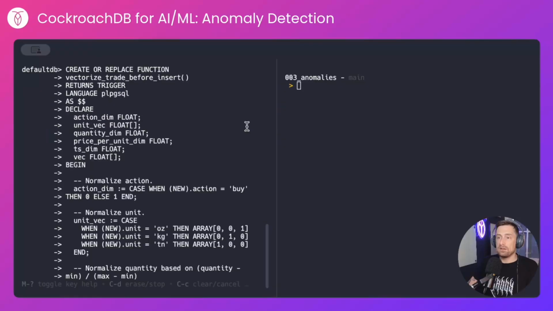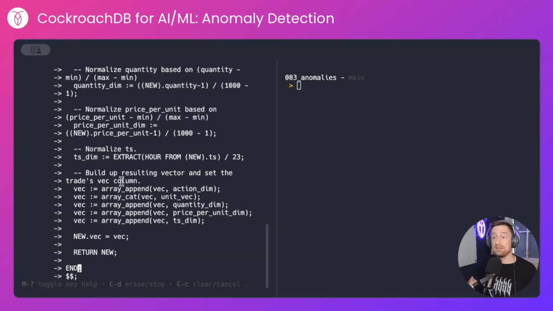Now, rather than us having to calculate the vector at the point of insert, I'll create a trigger and function pair to automatically calculate the vector information and insert it into the table whenever a new row is inserted. This will be a before insert trigger. First, the vectorized trade before insert function that returns a trigger. And into this vector, we'll have an action dimension, buy or sell, a unit vector, tons, kilograms, or ounces, a quantity dimension, the price per unit dimension, and the timestamp dimension. All of this information I'll use to determine whether a trade is anomalous.